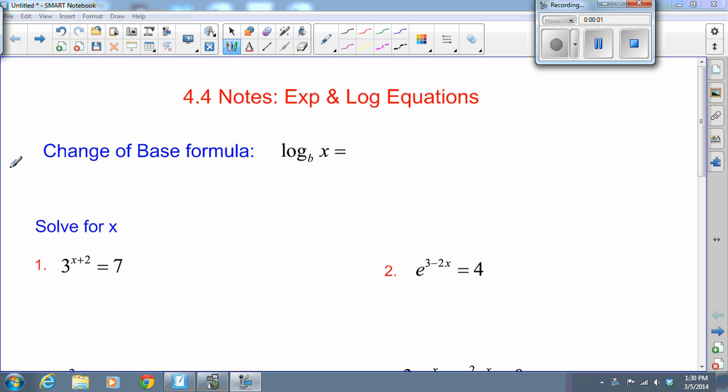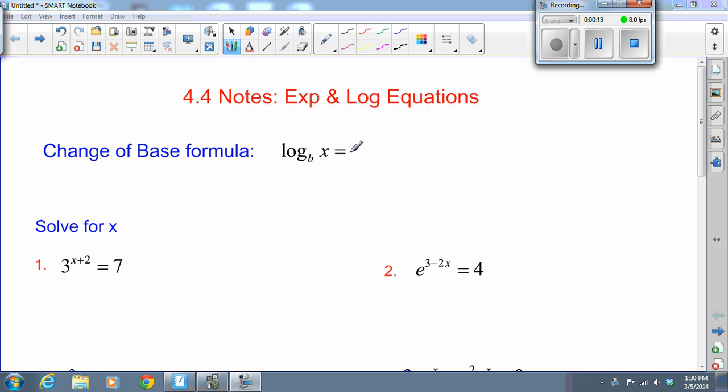You will take your 4.2 notes on a notebook paper, and this is over exponential and log equations. Before we start on exponential and log equations, I want to show you how to change the base whenever you have a log function. For example, I have log base b of x.